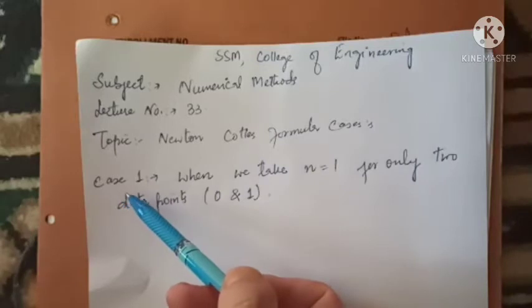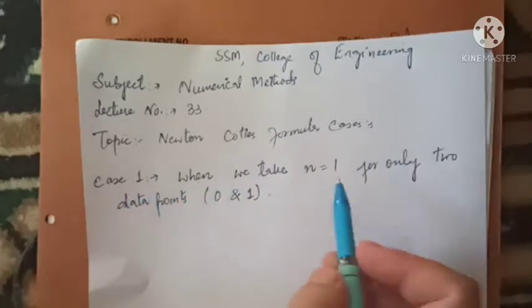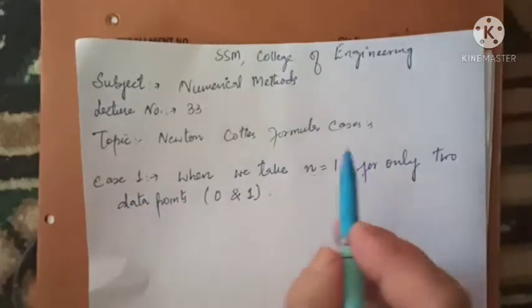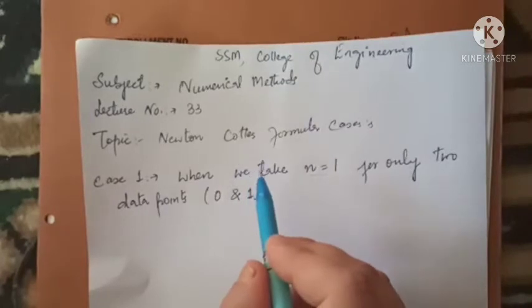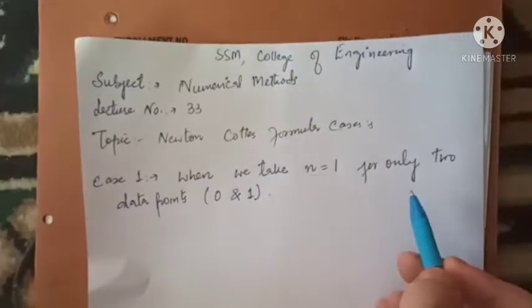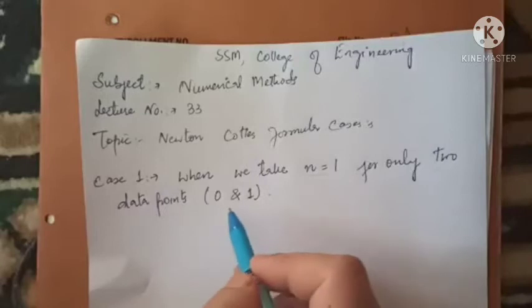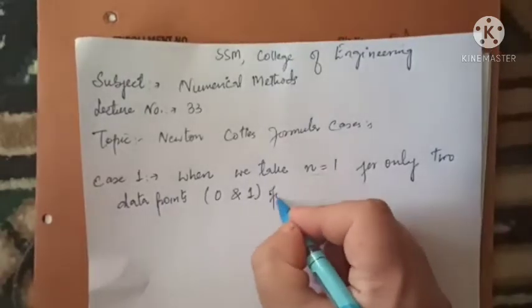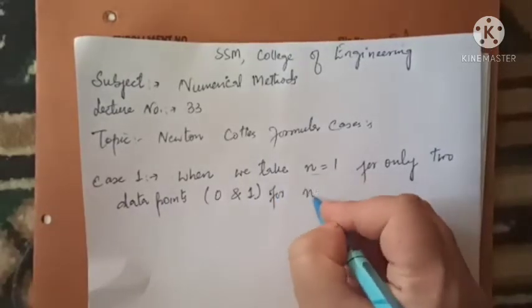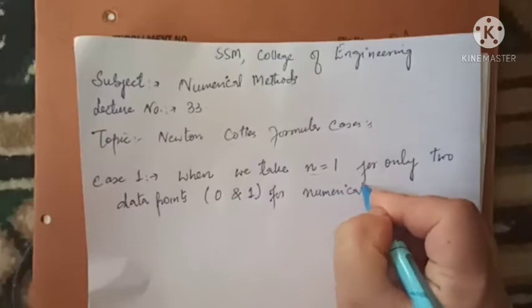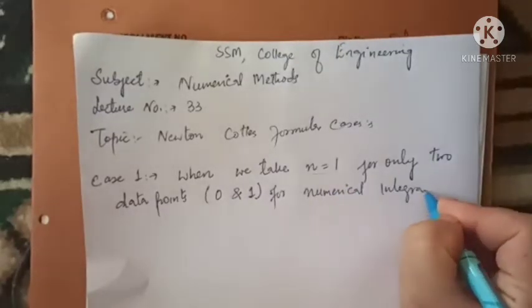So the first case is if we take n is equal to 1 in the Newton Cotes formula, that means we would be having only two data points, 0 and 1, for numerical integration.